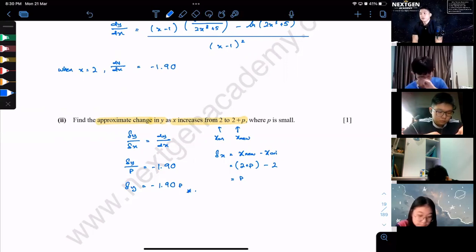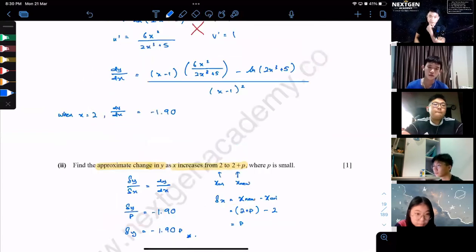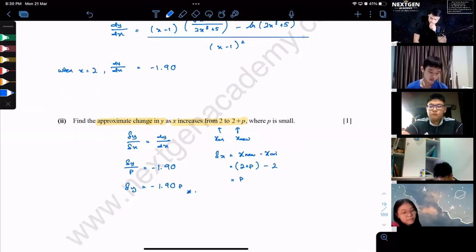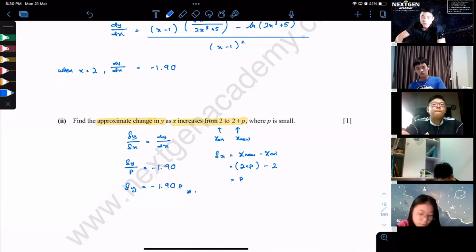Normally they won't guide you like this. They will straight away ask you to find the approximate change, then maybe give you a five mark question like that. So you just need to know the steps on how to do it, as long as you remember delta y over delta x equals dy over dx. All right, can? Okay, so 337, we are done. Let's go to 338 right now.